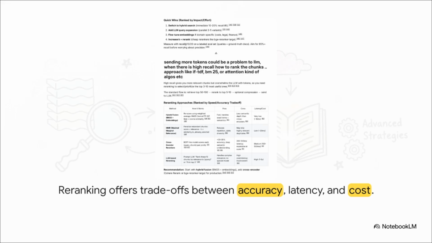As this table shows, you've got different ways to do this, each with its own trade-off between accuracy, speed, and cost. You could use a simple, fast method, or you could use a much more powerful, but slower and more expensive cross-encoder, which basically uses a whole other model to deeply analyze the query against each document.